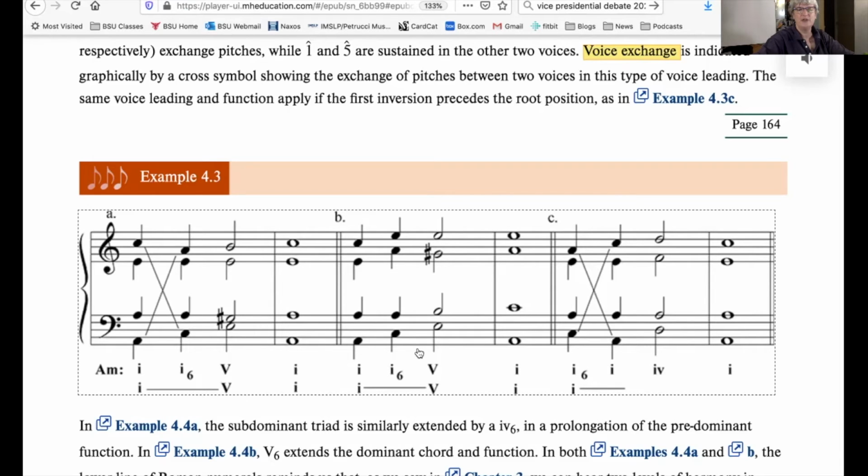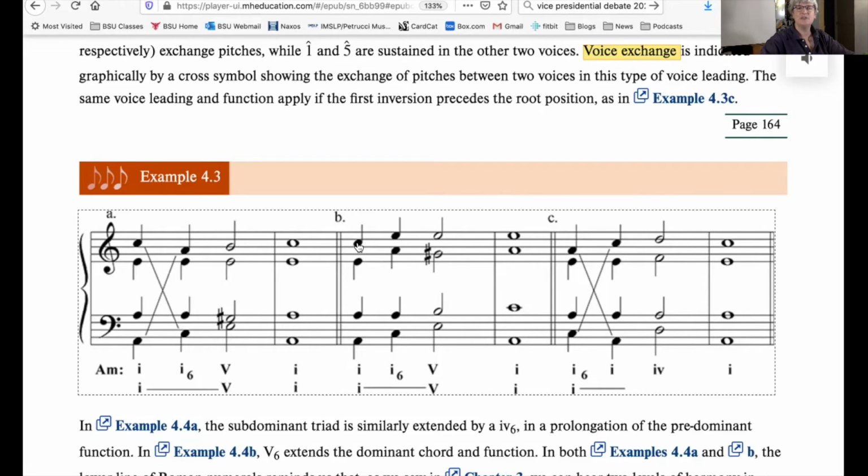Another type of voice leading is shown in letter B. Here we're moving from a 1 to a 1/6 chord. One voice is remaining stationary. Remember that when we have a change of position, we always want one or two voices to be stationary. And then the other voices are moving up.